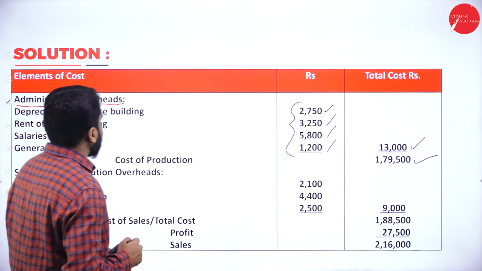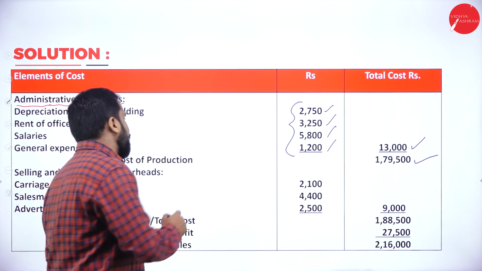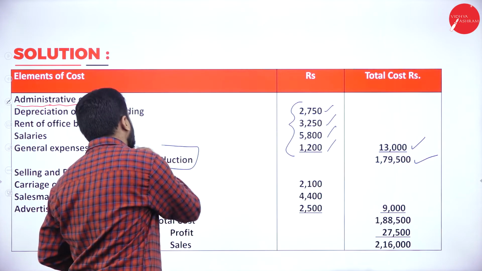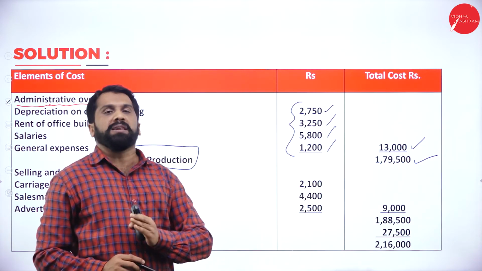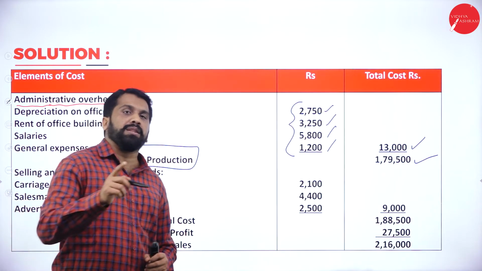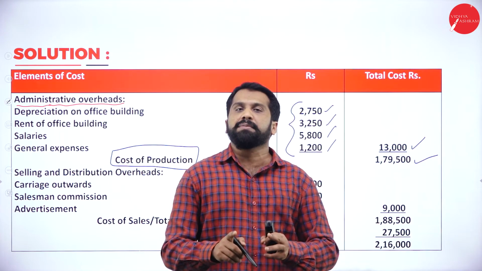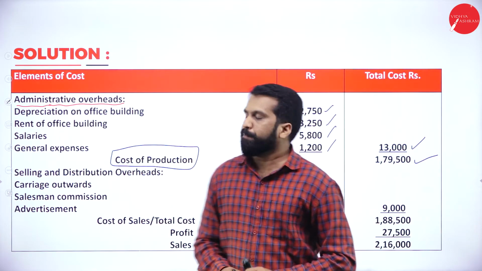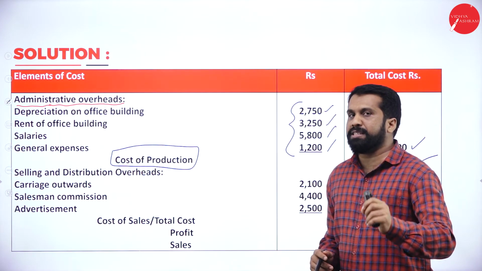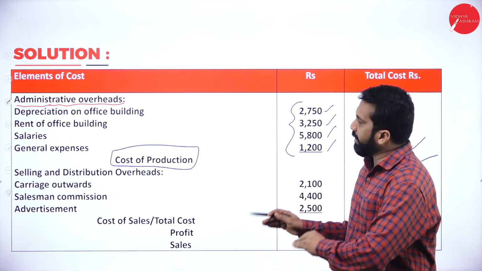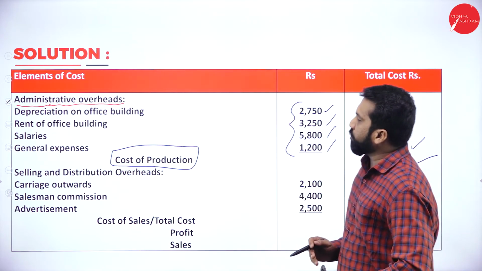1,79,500. Now, up to this, what we did is called cost of production. We are not calculating anything like opening stock of work in progress or closing stock of work in progress, because it is not given in the question. Up to this, hope there is no doubt. It was easy, yes? And the next also is easy. Now, we're done with cost of production.